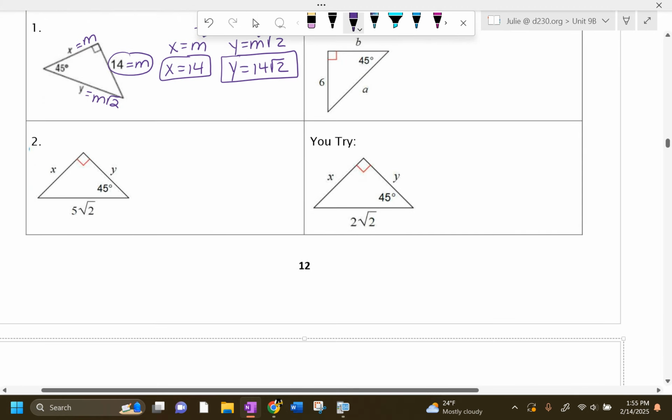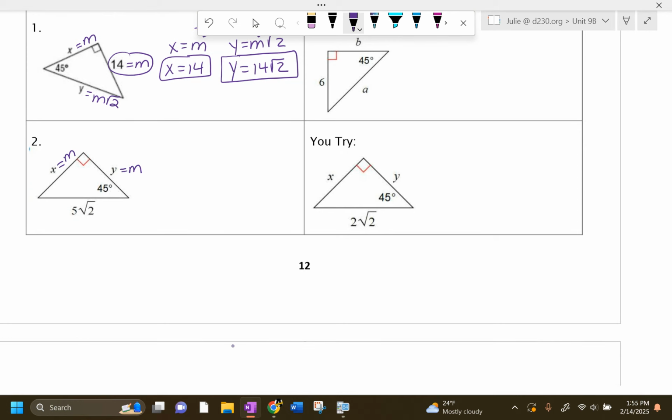All right, number 2. Now, again, we're going to let the two legs equal m and the hypotenuse equal m root 2. Then we're going to take the side with the number, and I'm going to rewrite that equation with the m first. All right, now this time the m is not by itself. So in order to get the m by itself, we have to undo multiplying by square root of 2. So we're going to divide by the square root of 2. On the left-hand side, the square root of 2's cancel out. On the right-hand side, the square root of 2's cancel out. So we're left with m equals 5.